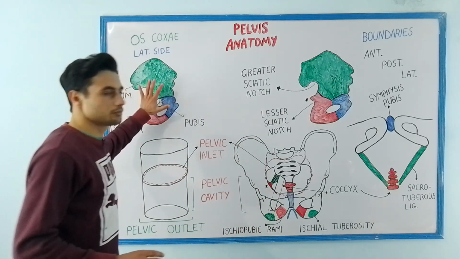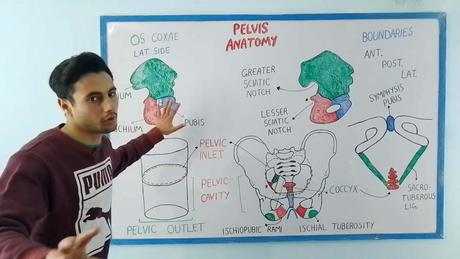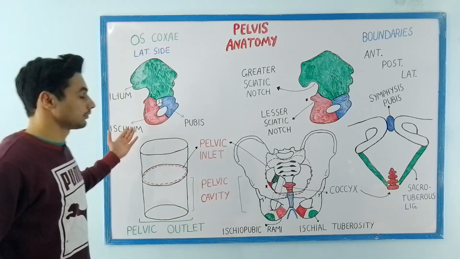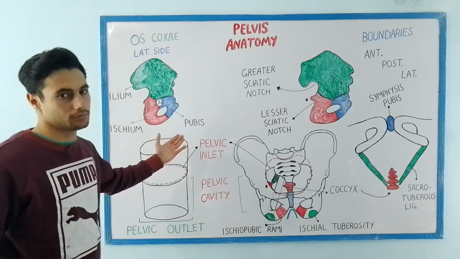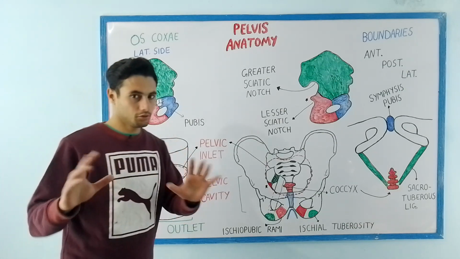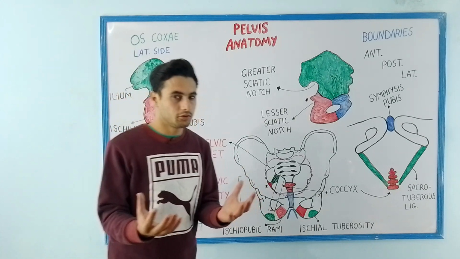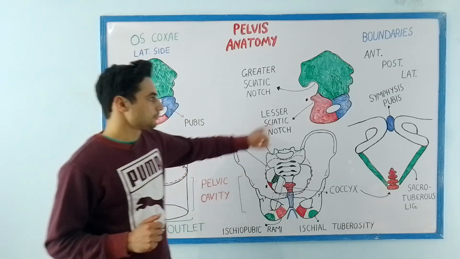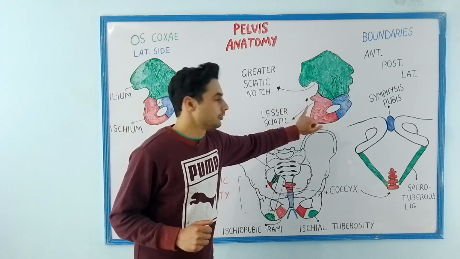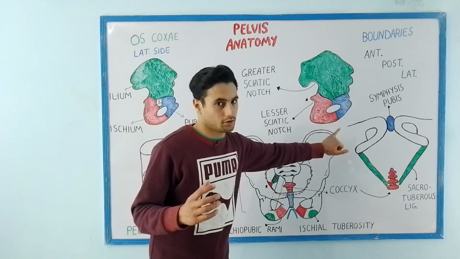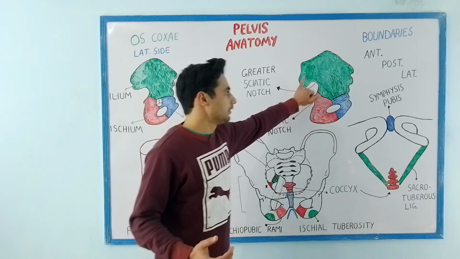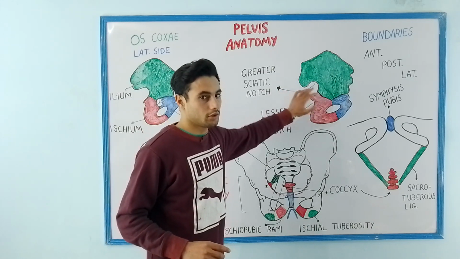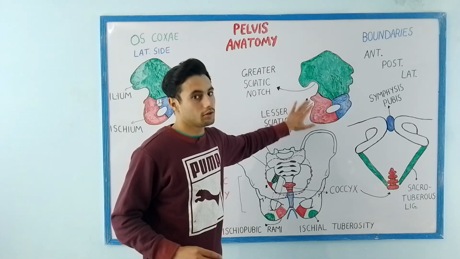Have a look. This bone, the os coxae or the hip bone, is formed by the combination of three bones: ilium, ischium, and the pubis. You already know that. Now, some of the bony features of this hip bone are really important. For example, the ischial spine, which is the spine of the ischium bone, will divide this whole hip bone into two notches: the greater sciatic notch and the lesser sciatic notch.